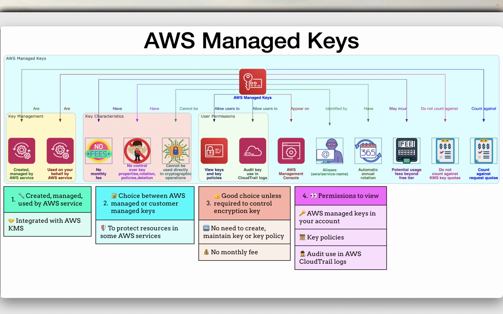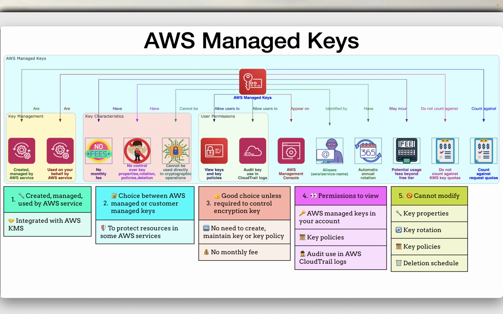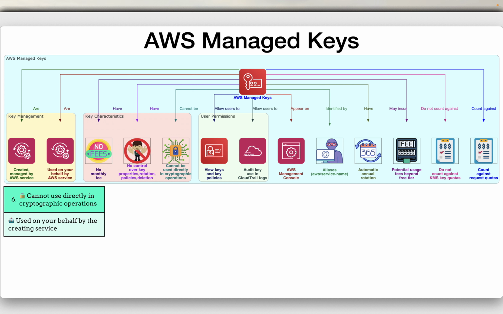You have permission to view the AWS managed keys in your account, view their key policies, and audit their use in AWS CloudTrail logs. However, you cannot change any properties of AWS managed keys, rotate them, change their key policies, or schedule them for deletion. And you cannot use AWS managed keys in cryptographic operations directly. The service that creates them uses them on your behalf.